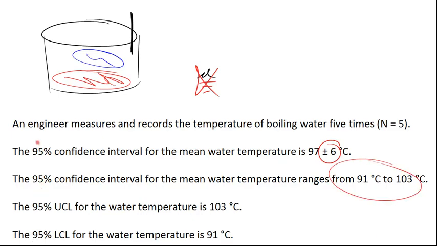But what does it mean? I mean, 95% of what? What is the significance of 95 even? And I'll tell you what it doesn't mean. It's a common misconception that it means that 95% of the measurements will fall between the range 91 degrees C to 103 degrees C, and that's not true at all.